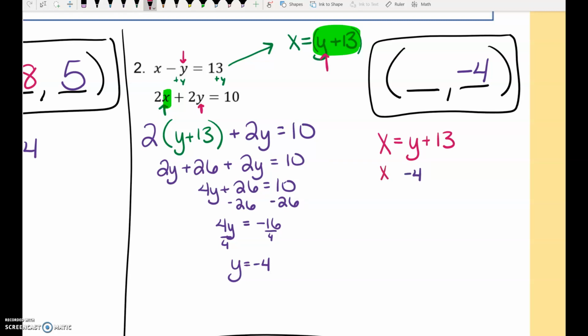So x equals -4 plus 13. What is -4 plus 13? 9. So our solution is the ordered pair 9, -4. If you graphed both of those lines, they would meet at the point 9, -4.